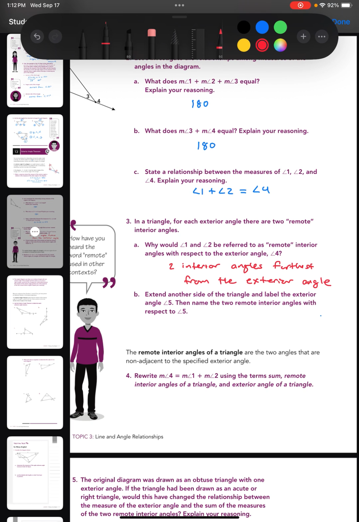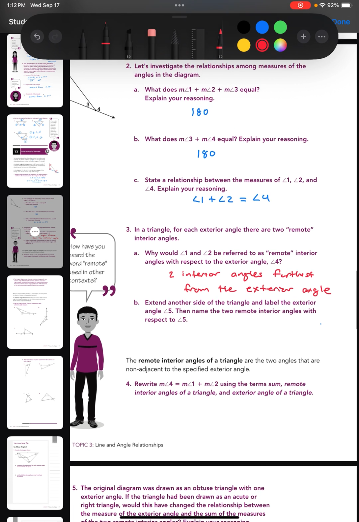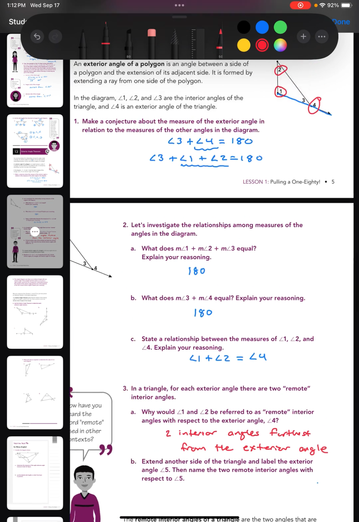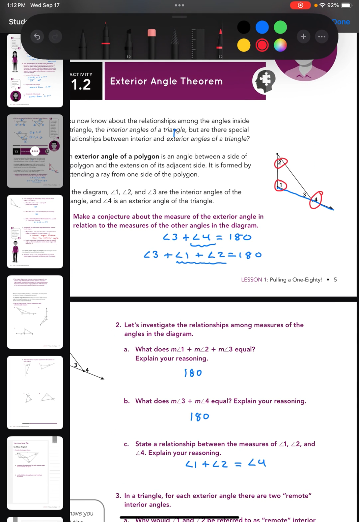Okay, for B, you could try that on your own. Just extend another side out, label the exterior angle 5, then identify the 2 remote interior angles. If you want to pause it and try that, you can. I will do that here. I'll make one. I'm going to use green. I'm going to make this side between 1 and 2 extend out. I'll call that 5. So the remote interior angles for angle 5 would then be 1 and 3.